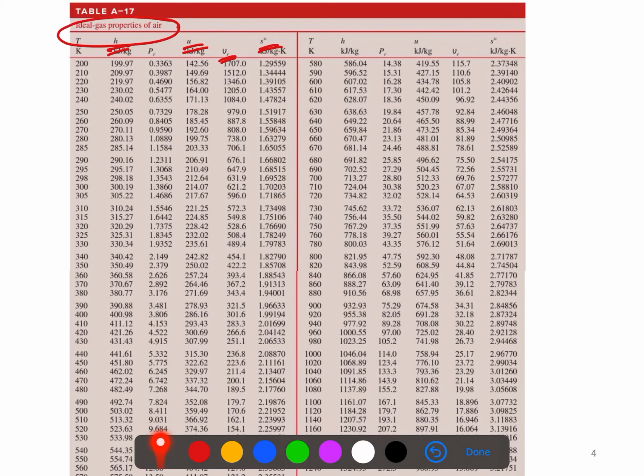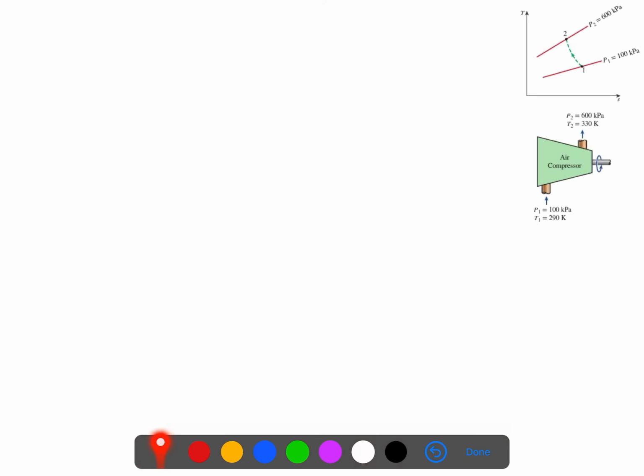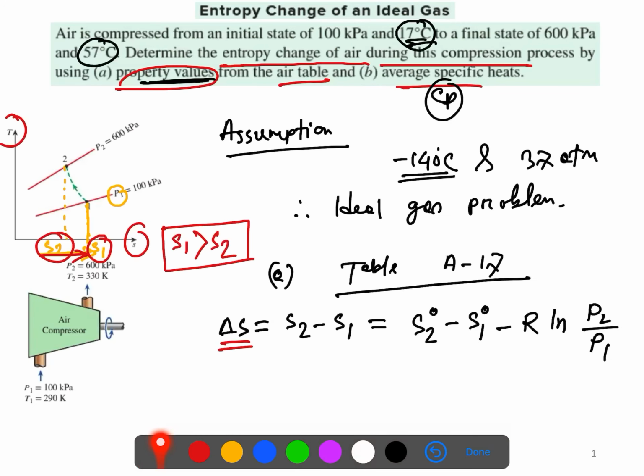these five values. So we have one equation for the entropy change: S2 minus S1 equals S2 naught minus S1 naught minus R ln P2 over P1. Here P2 and P1 we know, and R is the gas constant that we know. S naught is a function of temperature with respect to absolute zero temperature. This is some function we defined, and we'll discuss it during the lecture. We'll get this value simply from the table. S2 naught is for the final state, S1 naught is for the initial state.